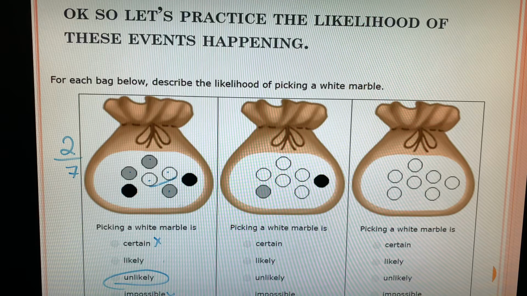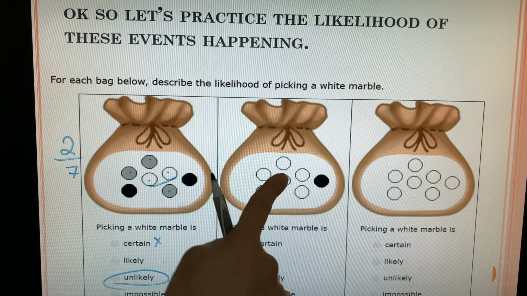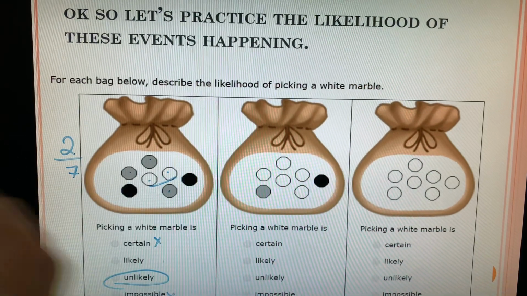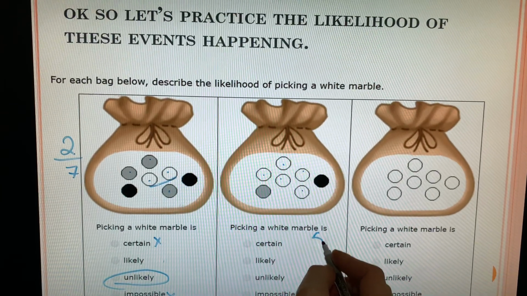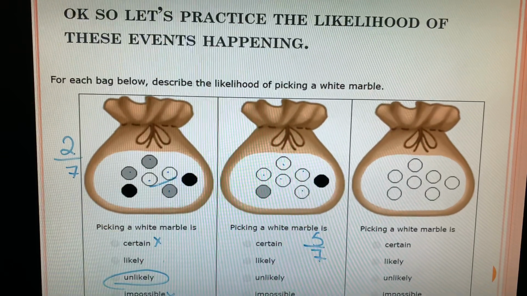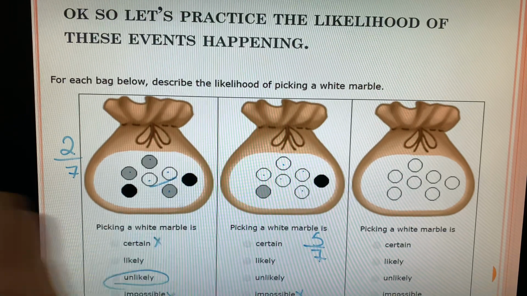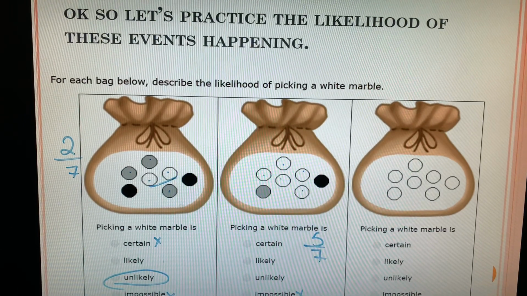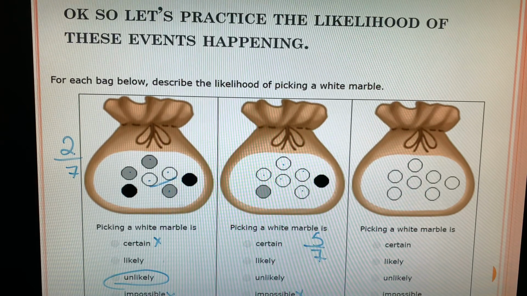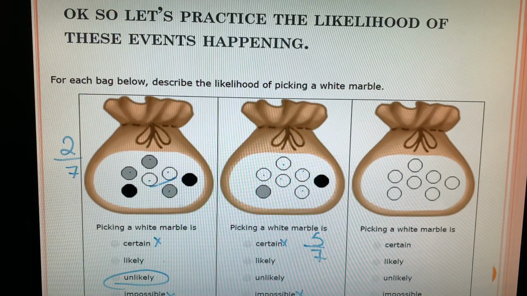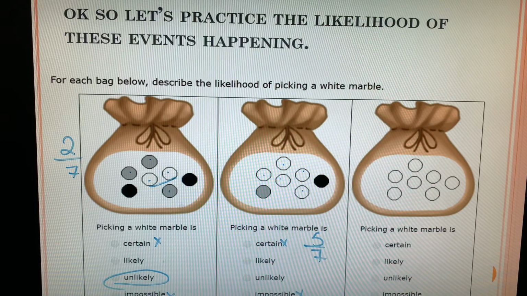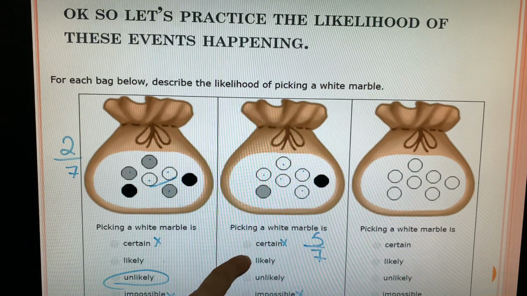Let's take a look at number 2. What is the chance of me getting a white marble here? So now I have 1, 2, 3, 4, 5. 5 out of 7. Now I can eliminate 2 things here again. I can eliminate impossible. It's not impossible because there are some white marbles there, so there is a chance that I can get some. I'm going to eliminate certain because, again, not all marbles here are white. So I'm going to choose between these 2.